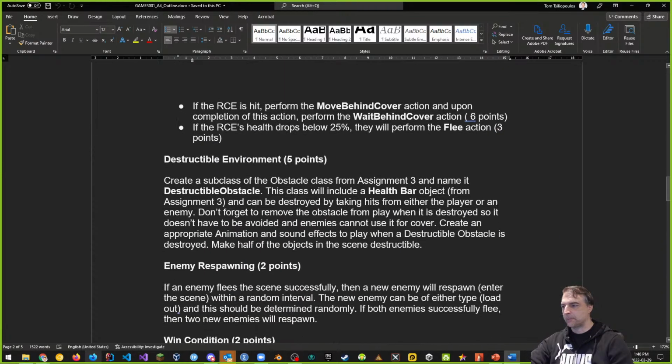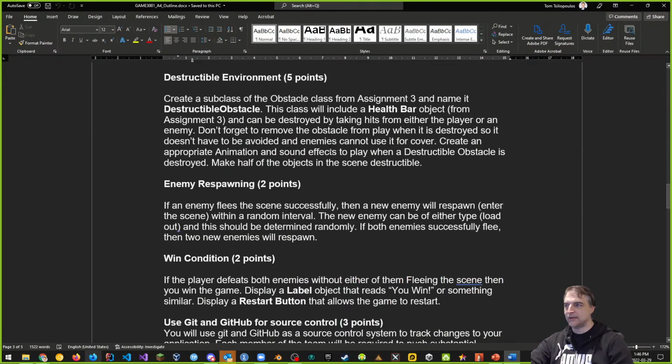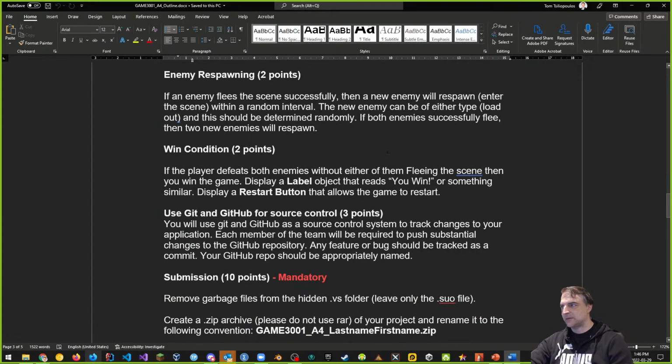So, destructible environment, keep that in mind. When you're making assignment 3, build in the health bars early to your objects. Don't wait for assignment 4. If you already have a health bar, adding it to an object should be something you can do even in assignment 3, right? And enemy spawning and the win condition are things you can think about how you're going to plan when you're working with assignment 3 already. So there's stuff you can start doing for assignment 4 before you even start it, and you can incorporate it into assignment 3 so it meets the requirements early.